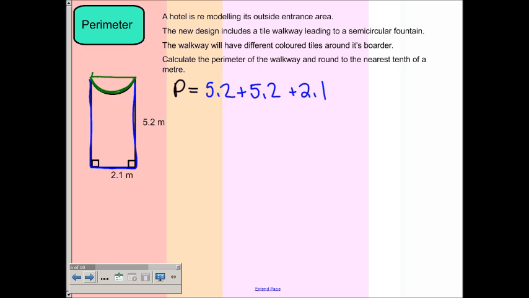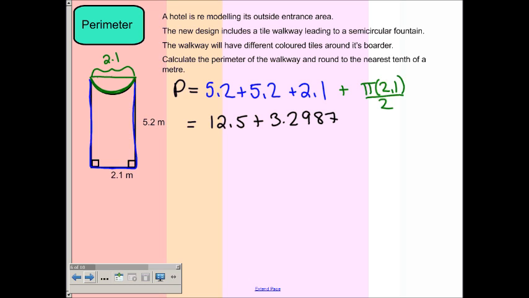Then I'm going to have to calculate the circumference of this half circle. The one piece of information that you're not explicitly given is the radius or the diameter. Since it is the same length across as the bottom, that diameter is 2.1. So I'm going to use the formula of pi times d and then divide it by 2, as opposed to 2 pi r, and input my diameter as 2.1, and then I can sum all of these values together. So I end up getting 12.5, and then this half circumference of that circle is 3.2987. Adding them all together, I get 15.8 meters in total.